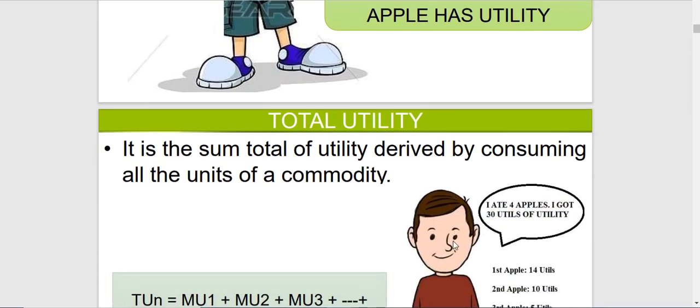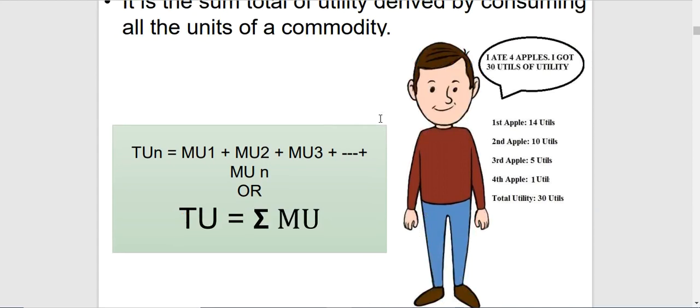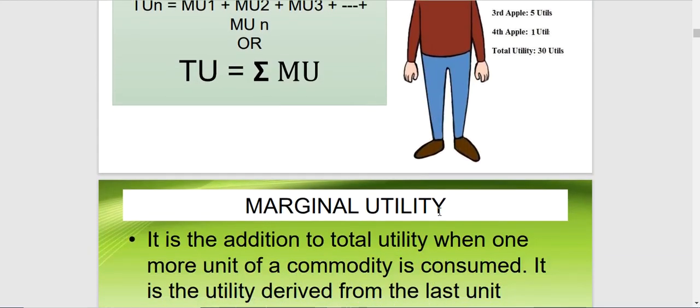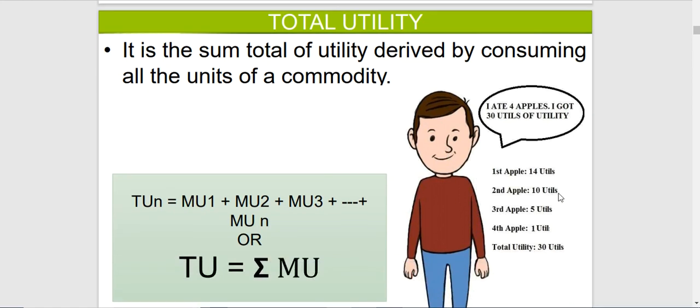The concept of utility is further classified into two parts. One is called total utility, the other is called marginal utility. So there are two parts of utility or usefulness. Let us first understand the meaning of total utility. Total utility is the sum total of utility derived by consuming all the units of the commodity. So the consumer is, for example, consuming apples. When he is consuming the first apple, he gets 14 utils.